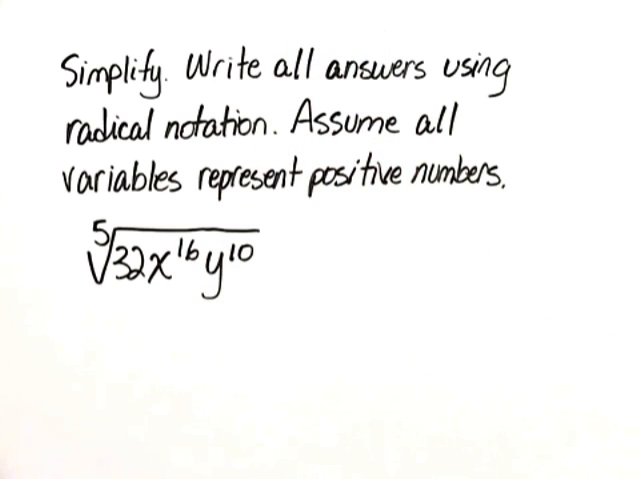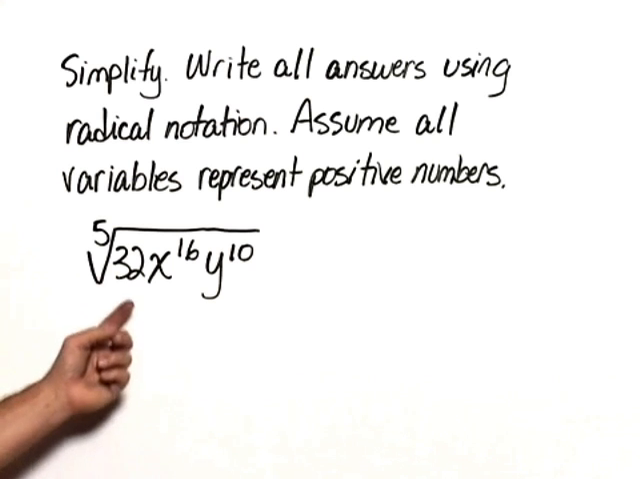In this next set of exercises, we'll be simplifying radical expressions. Simplify. Write all answers using radical notation. Assume all variables represent positive numbers. The fifth root of 32 x to the 16 y to the 10.